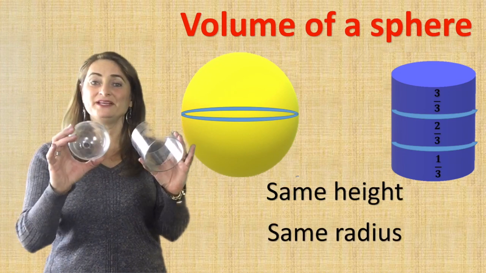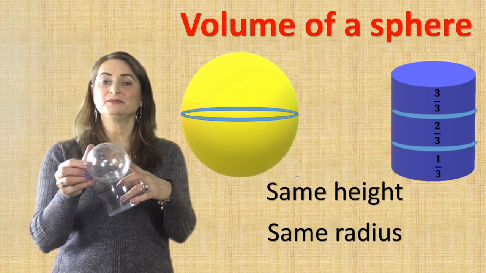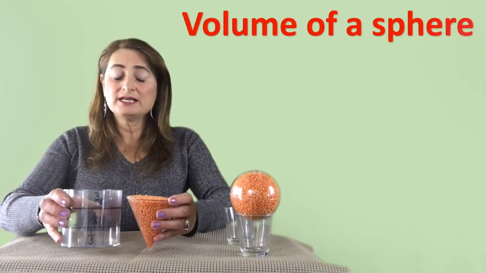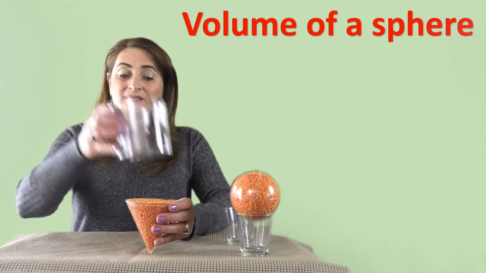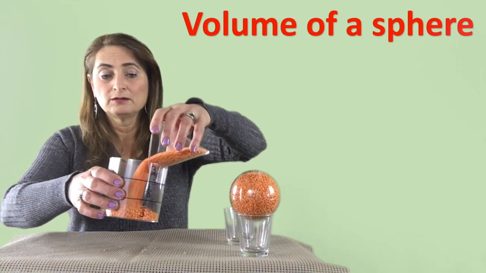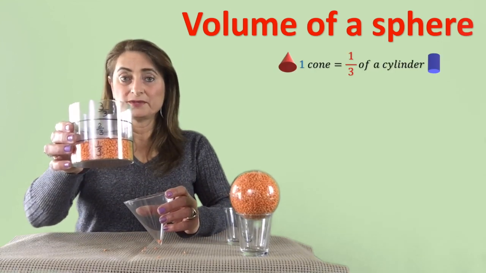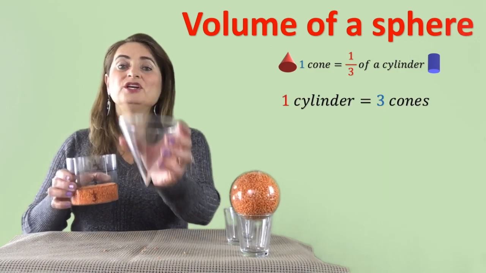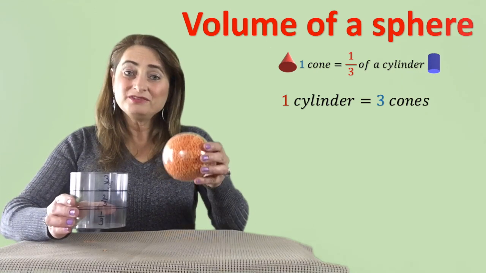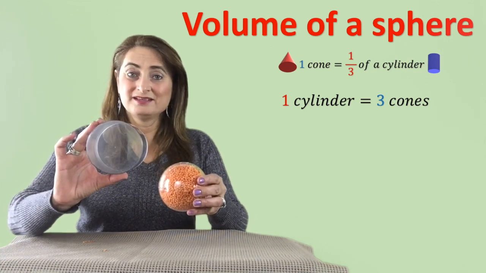For today's lesson, how can I find the volume of a sphere using a cylinder with the same height and same radius, which means the base of the cylinder has the same circle as the middle of the sphere? We were able to find the equation for the volume of a cone using a cylinder with the same height and same base. Let's review that. One cone equals 1/3 of a cylinder because it filled only 1/3 of the cylinder. But one cylinder equals 3 cones because one cylinder will fill 3 cones. Now let's find the volume of a sphere using a cylinder with the same height and same radius. And we'll discuss that soon.